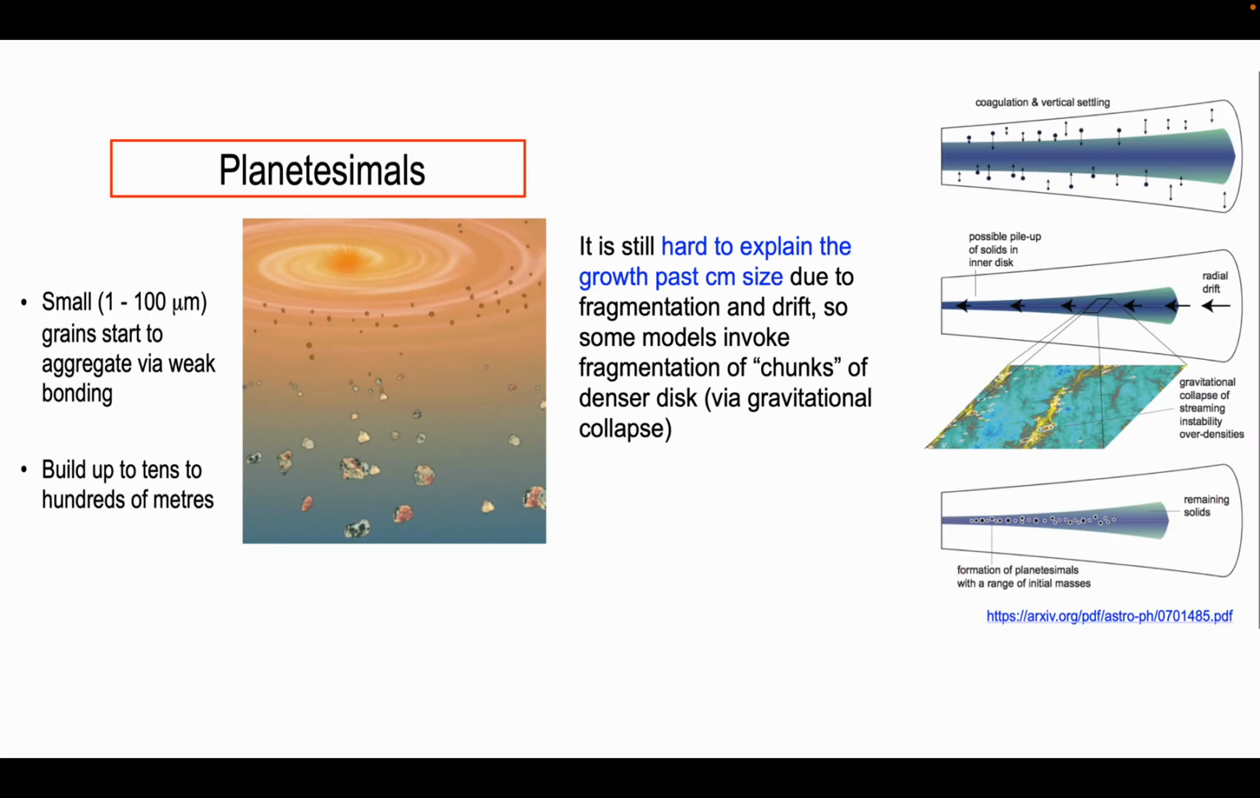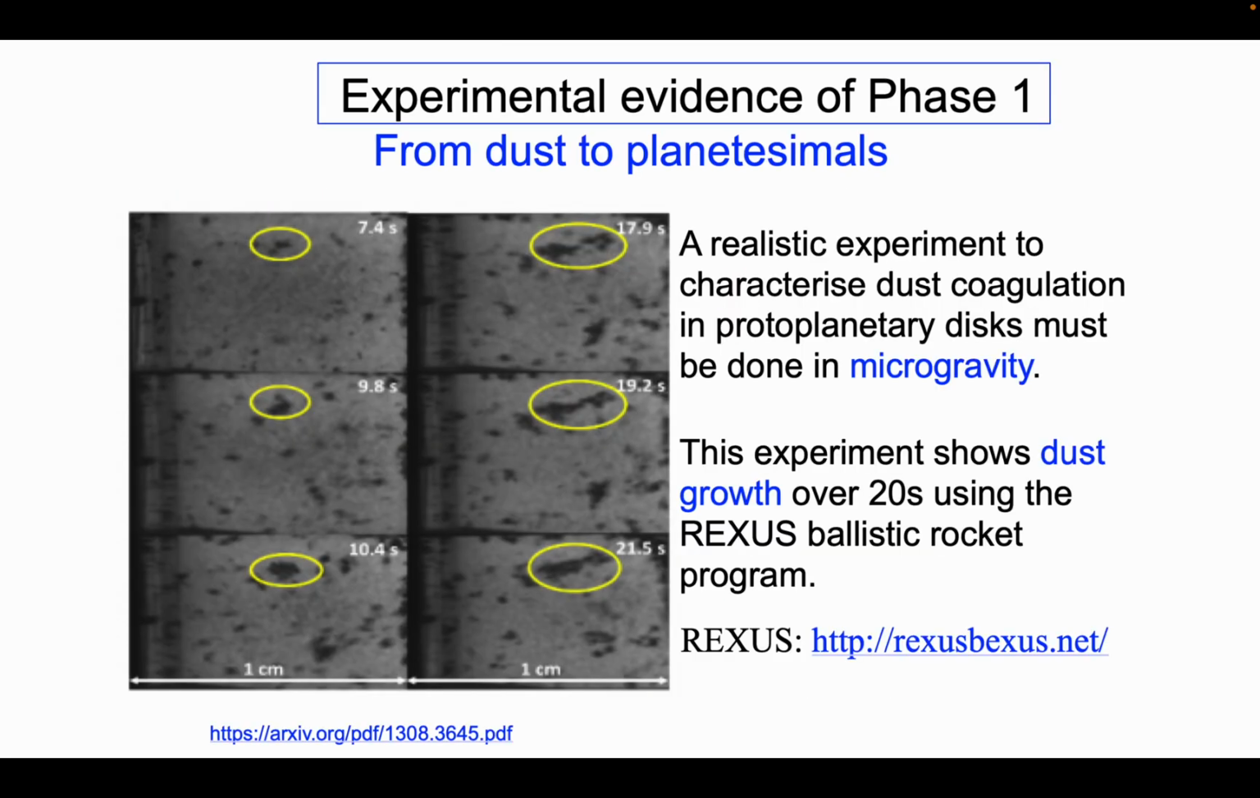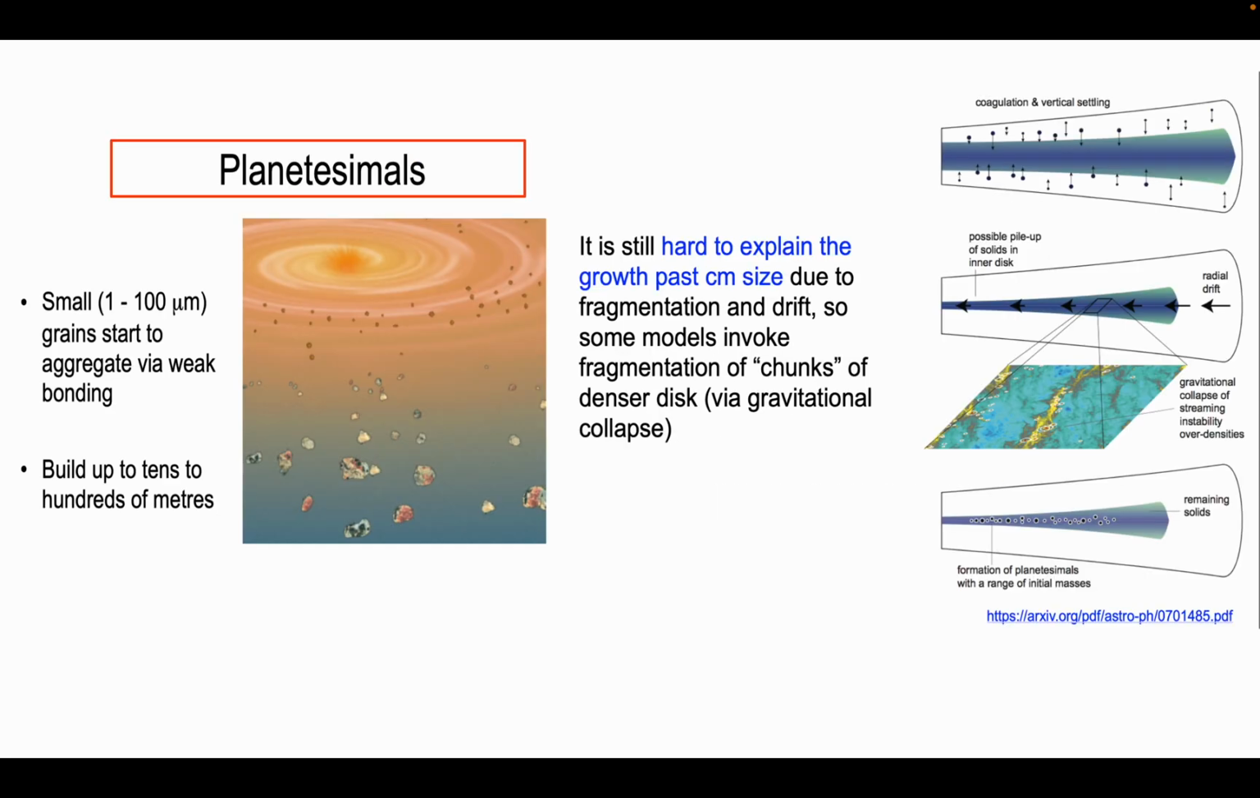The next stage is the formation from dust to planetesimal. So, what if someone asks you, what is a planetesimal? A planetesimal is a small 1 to 10 micrometer grain that aggregates via weak bonding of gravity, and they build up to tens to hundreds of meters.